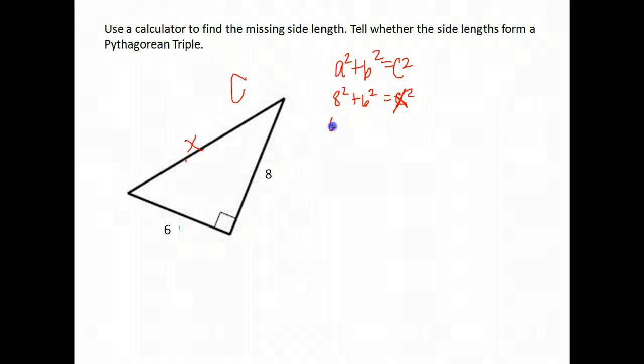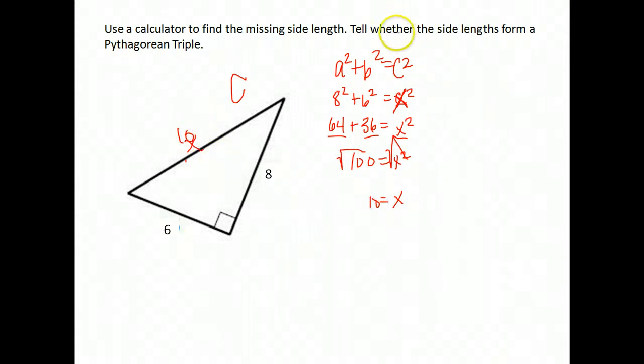Do our squaring. 8 squared is 64. 6 squared is 36, equals x squared. We add 64 and 36, which gives us 100. And our last step to get x by itself is to get rid of that squared. We take the square root of both sides. And the square root of 100 is 10. So our missing side is 10.